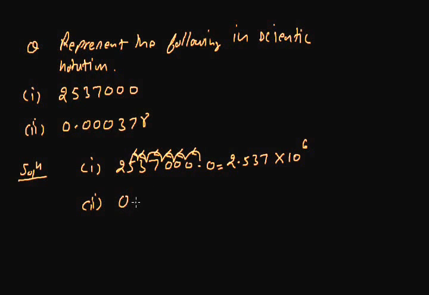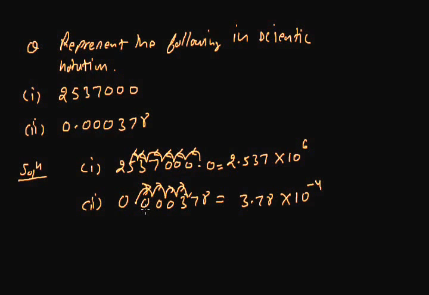For example, in the second case, 0.000378. Again we have to move the decimal point in such a way that there is only one significant digit before the decimal. So we have to shift this decimal 1 time, 2 times, 3 times, and the fourth time. When we move the decimal four places, we have one digit before the decimal. So it is written as 3.78 into 10 raised to the power. As we are moving to the right side, it becomes 10 raised to the power minus 4.